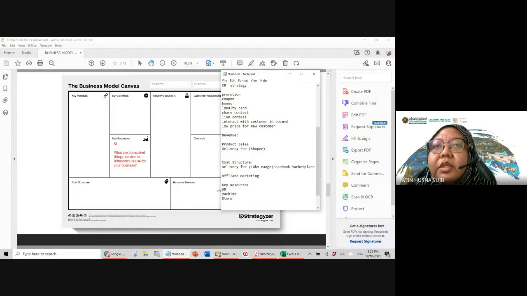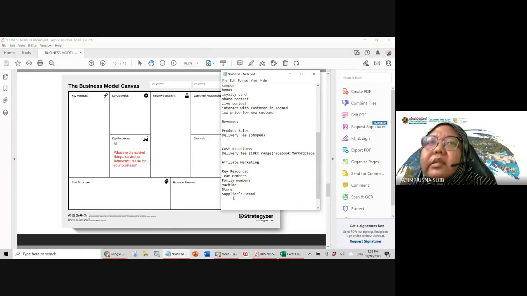But for a dropshipper, basically your supplier's brand is your key resource, because you are using your supplier's brand to give a little bit of influence. Human resource is basically your team members. But if you get capital from your family members, you put family members, or maybe you get capital from your parents, then put parents.